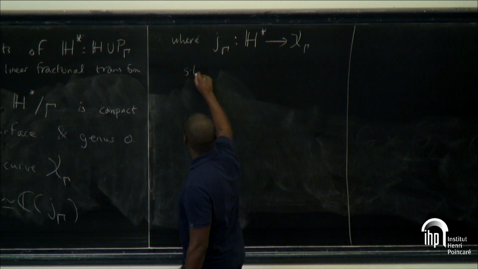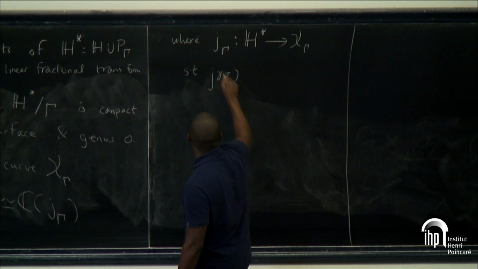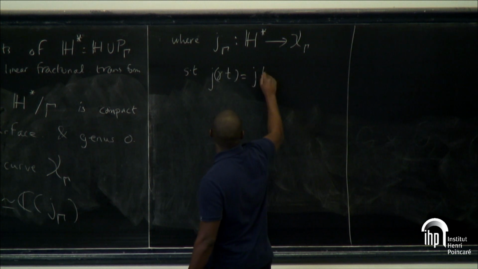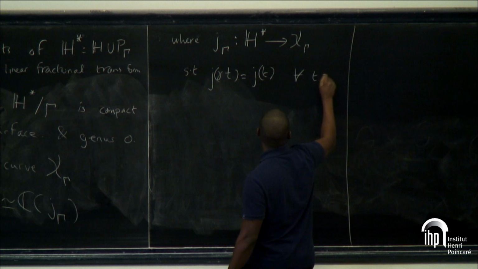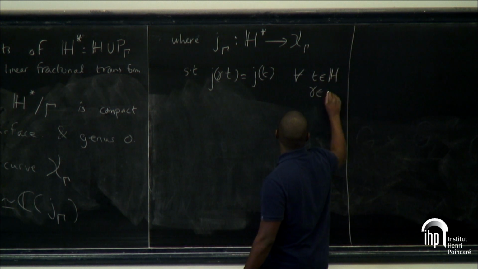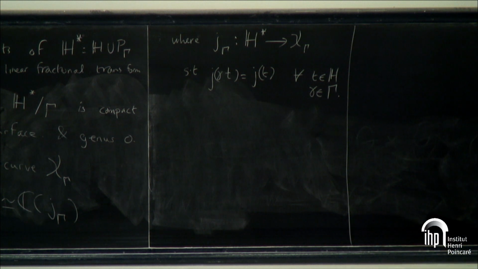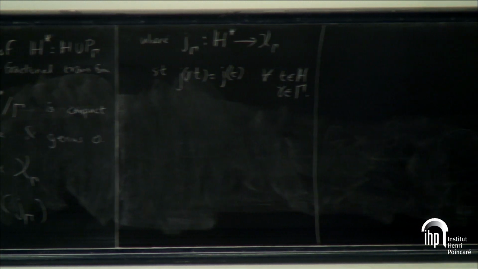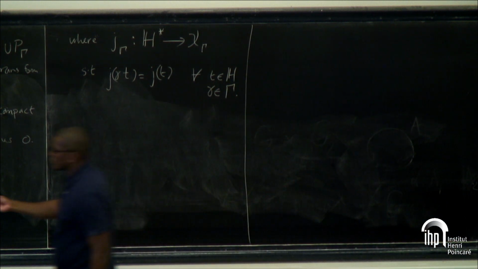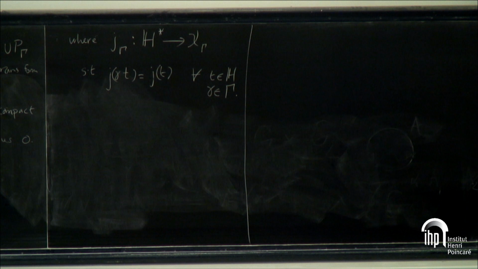In a very similar situation as the J function, which indeed is an example of this map.